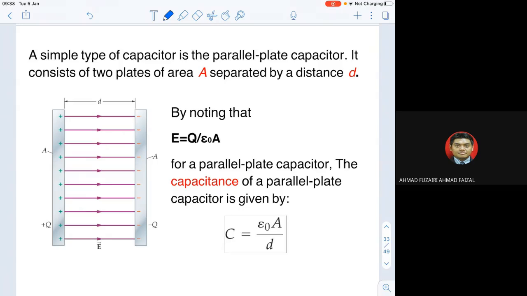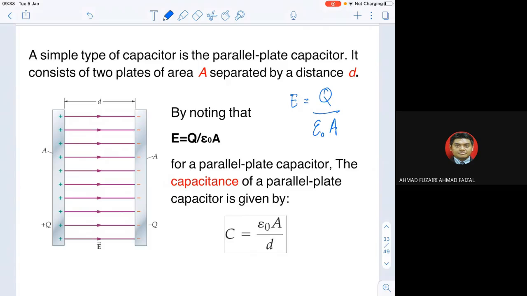So in this case we note that the electric field E in the capacitor is due to Q, a quantity of charge, through the permeability of free space, using epsilon naught times A.